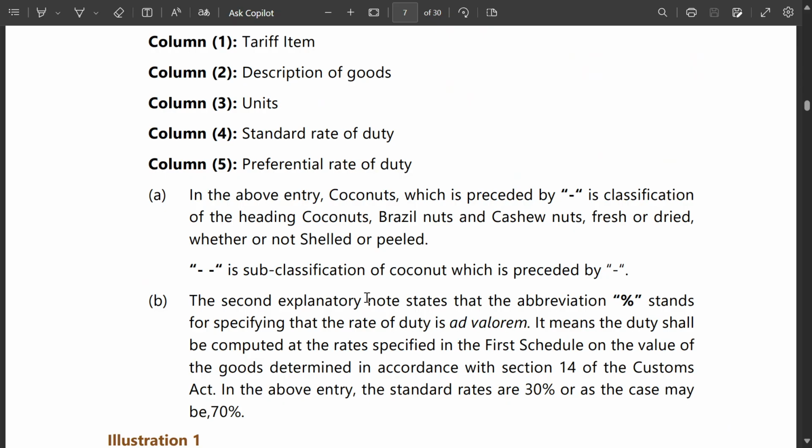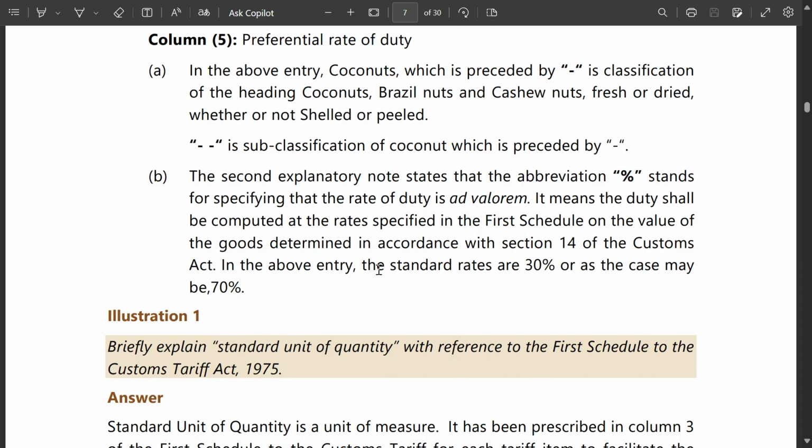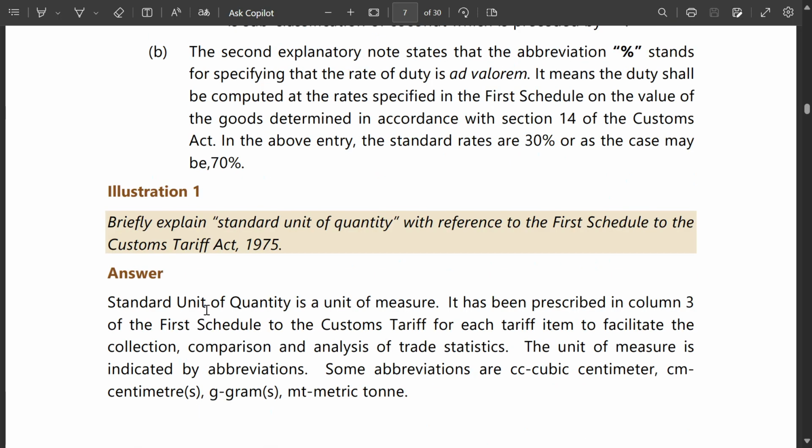Ad valorem means a duty shall be computed at the rate specified by the first schedule on the value of the goods determined according to Schedule 14 of the Customs Act. In the entry above, the standard rate is 30% in one case and, as the case may be, 70%. So, a brief explanation of the standard unit of quantity with reference to the first schedule of the customs tariff.